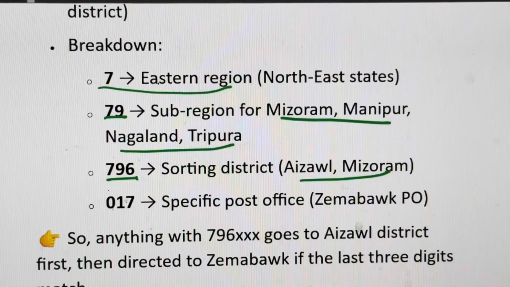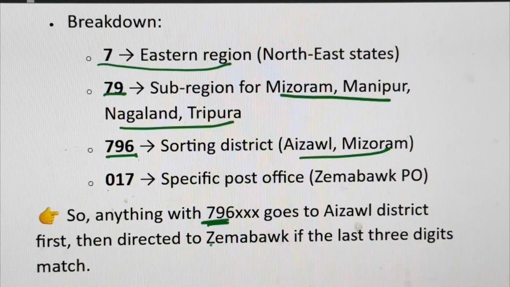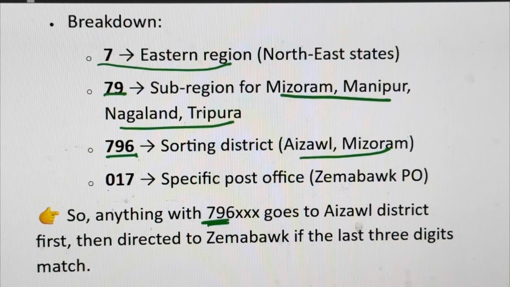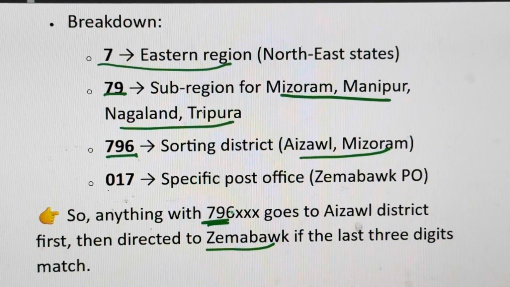So if you understand it this way, it would be very easy for you instead of mugging up, and you will know so many things. So anything which is 796 will go to Aizawl district, and then it is directed to Zemabak. And with the last 3 digits, they match the locality and you get a particular post office. I hope you have understood this first part of the different combinations.